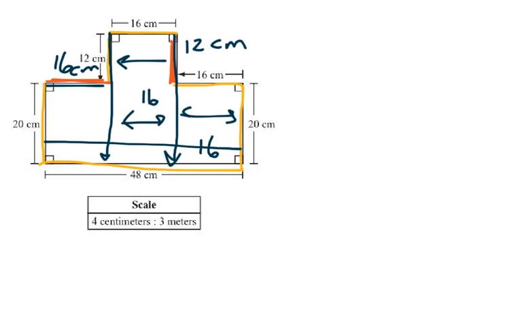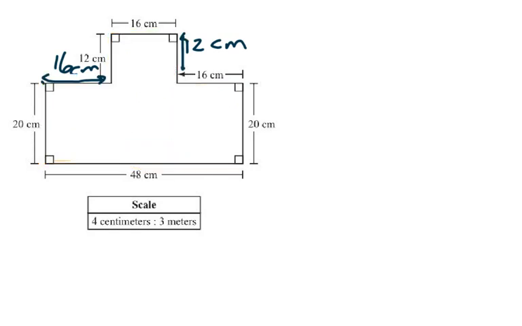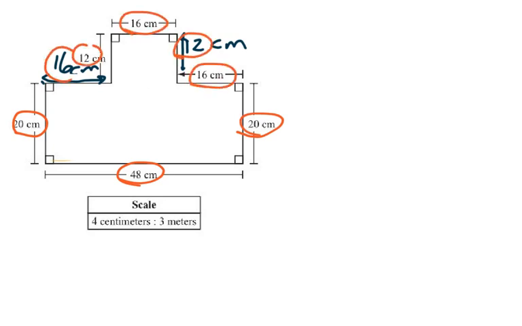So now I have all the dimensions that I needed for my centimeters, and I could add them up and get a total. So adding them up: 20, 48, 20, 16, 12, 16, 12, and 16. This gives me a total of 160 centimeters.